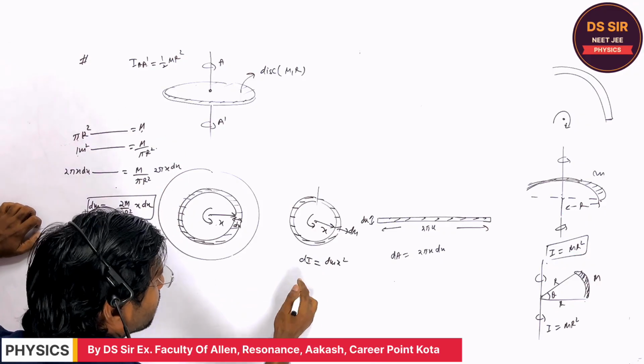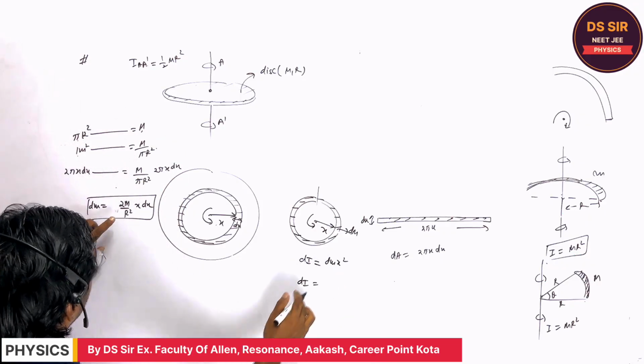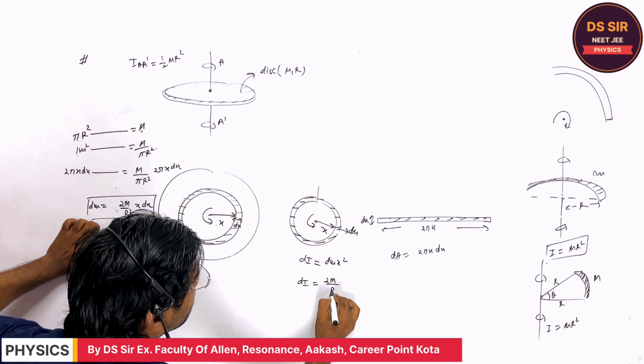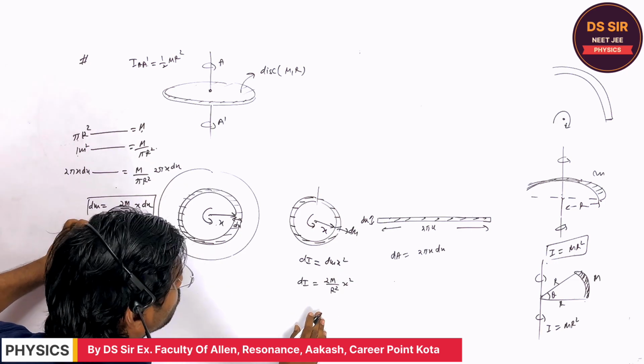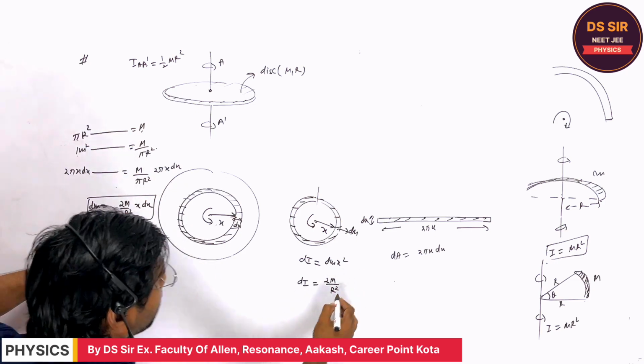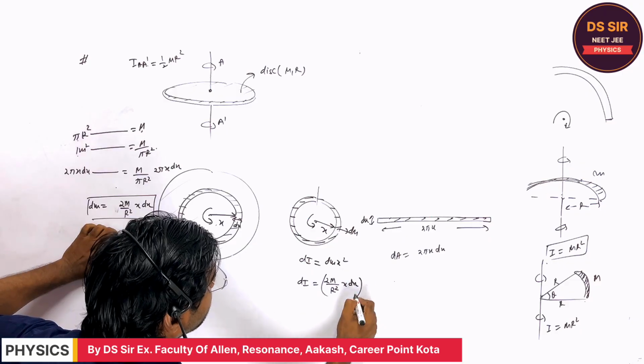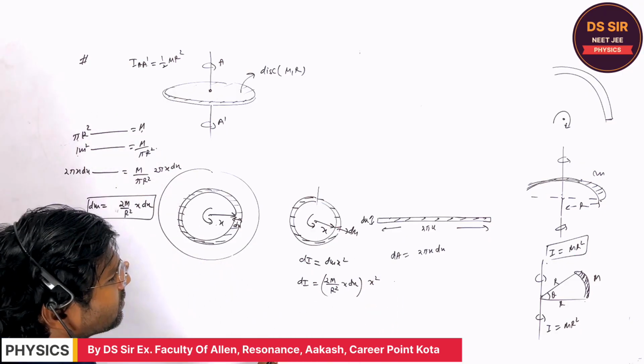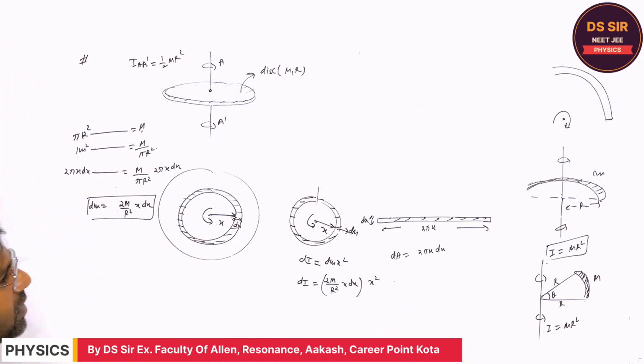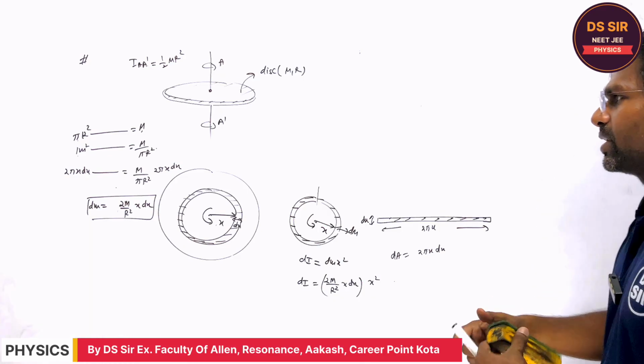So in finding the dI, the dm I will put over here: dm upon r square into x square, sorry, x into dx, and this is the x square. Now you can integrate and you will get the answer. Copy this first. I'm explaining this once again.